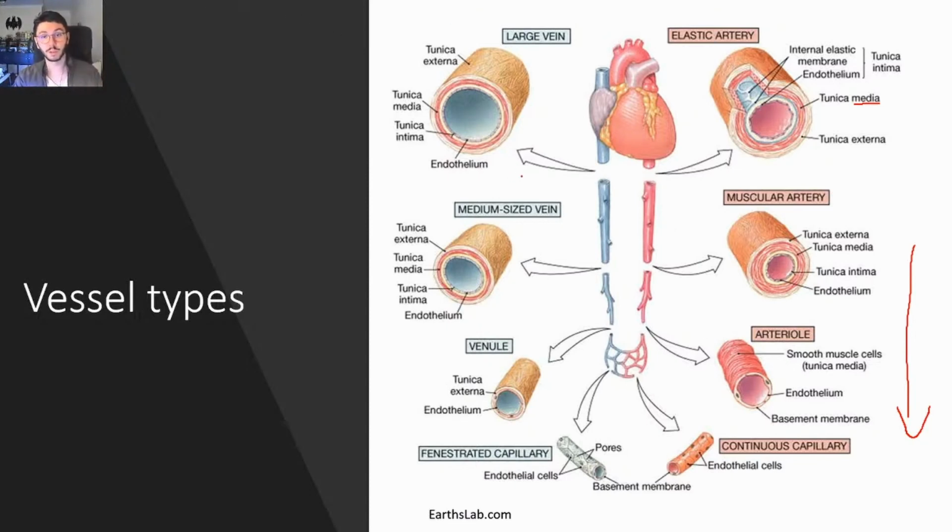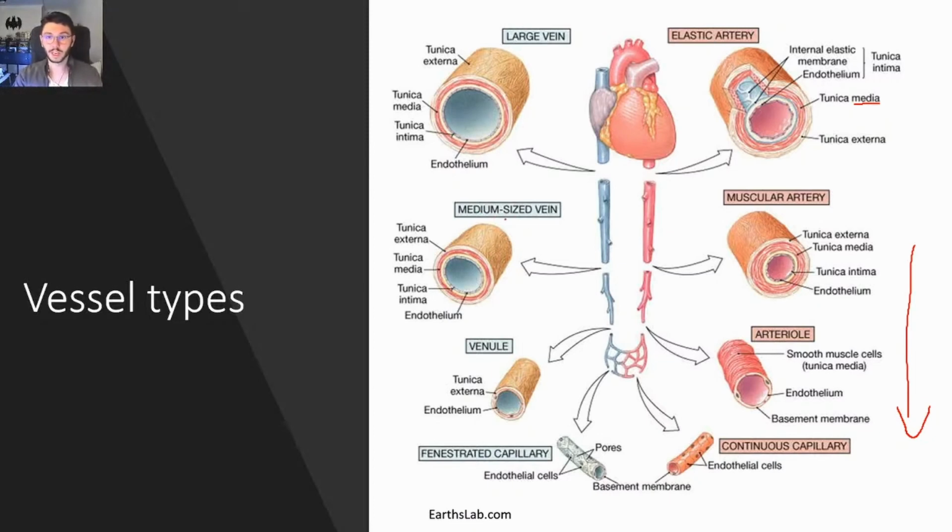Moving down, we have something called the muscular artery. And it's a very common type of artery. It's a distributing artery. So these are the arteries that you usually see branching off, right? So let's say you have a branch of the aorta, like an SMA, the superior mesenteric artery, or the brachial artery, which is a muscular artery.